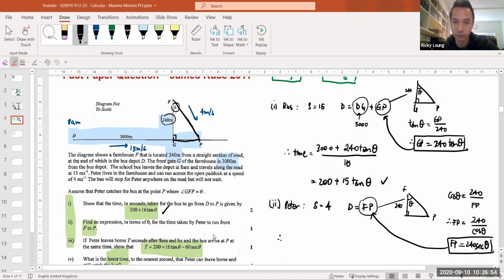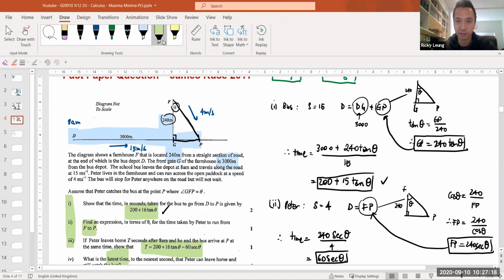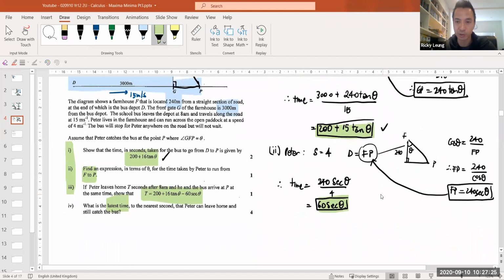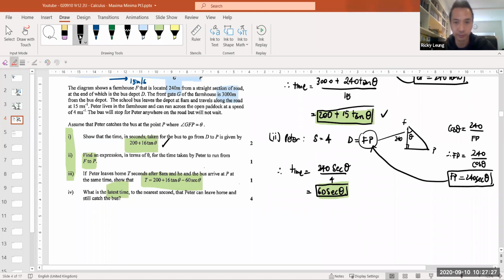Sub that in. So time equals distance, which is 240 sec theta, over speed. Therefore it equals 60 sec theta, which looks right. Put a box around this as well. It looks right because if you glance downstairs, the 60 sec theta is there as well. So that's part 2. Let's do part 3.